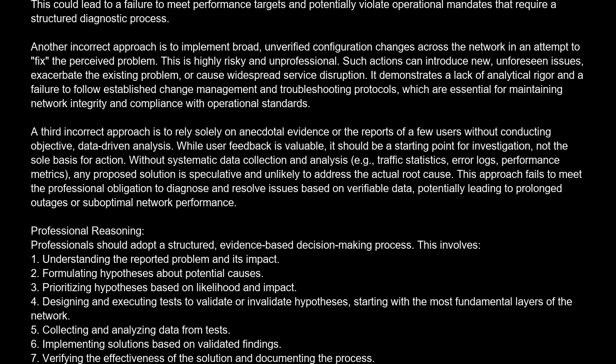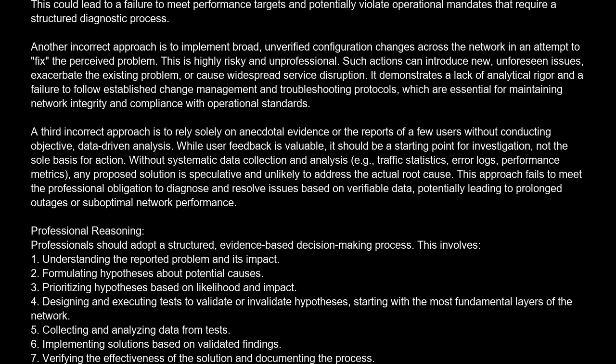Another incorrect approach is to implement broad, unverified configuration changes across the network in an attempt to fix the perceived problem. This is highly risky and unprofessional. Such actions can introduce new, unforeseen issues, exacerbate the existing problem, or cause widespread service disruption. It demonstrates a lack of analytical rigor and a failure to follow established change management and troubleshooting protocols, which are essential for maintaining network integrity and compliance with operational standards.